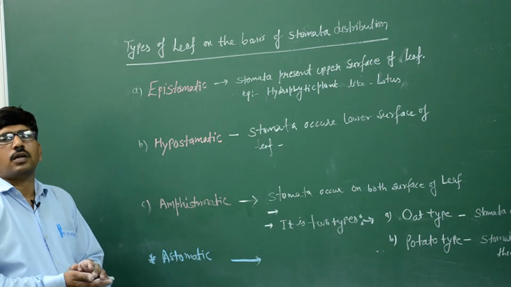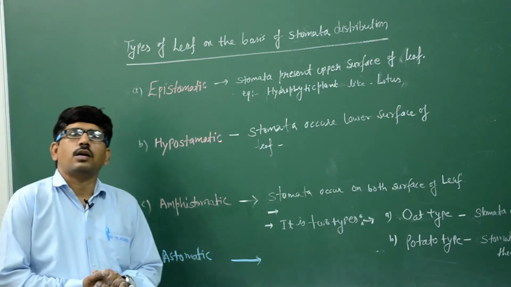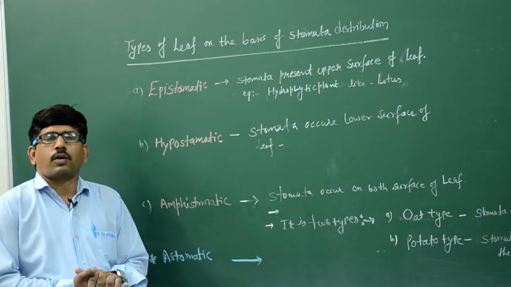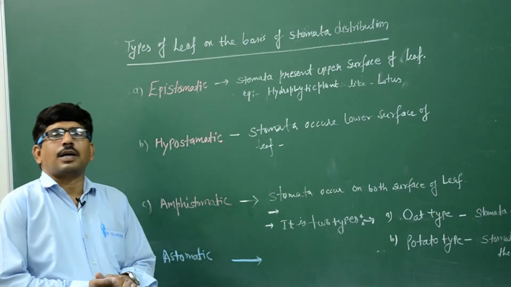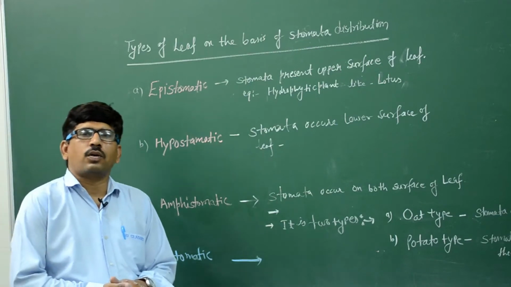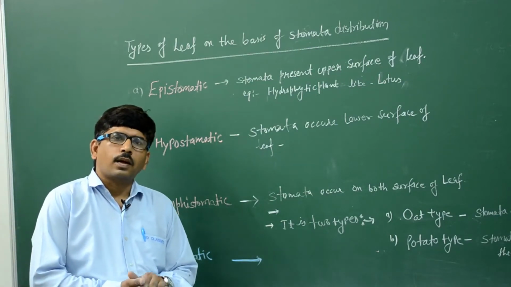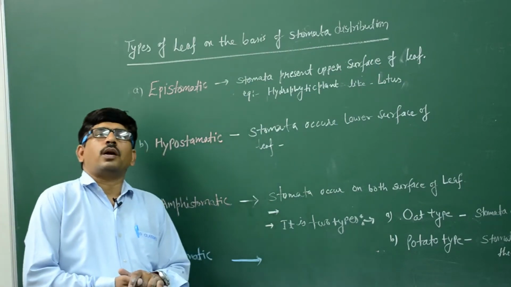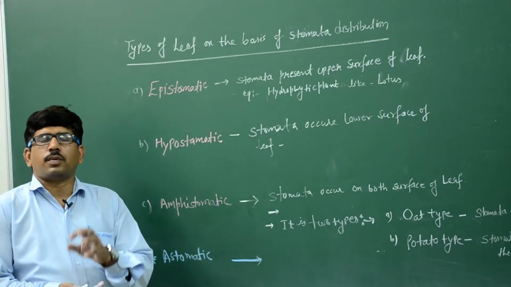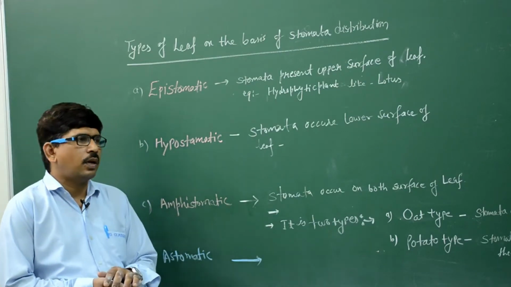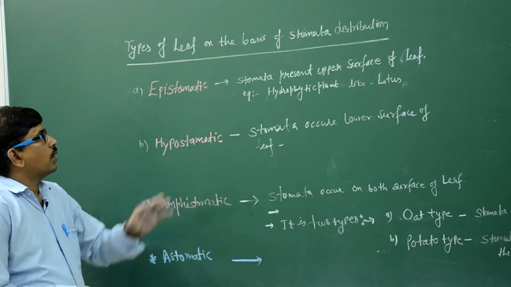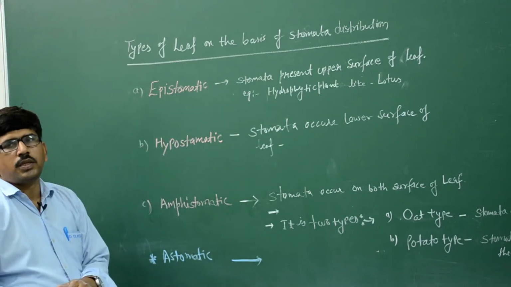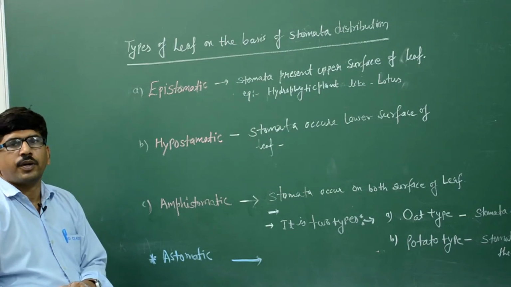So student, we discussed the stomata, and the monocot and dicot stomata. In monocot stomata, the guard cells are dumbbell shaped, and in dicot they are kidney shaped. The stomata open structure and stomata closed structure we have discussed earlier. Today we will discuss the types of leaf on the basis of the distribution of stomata.